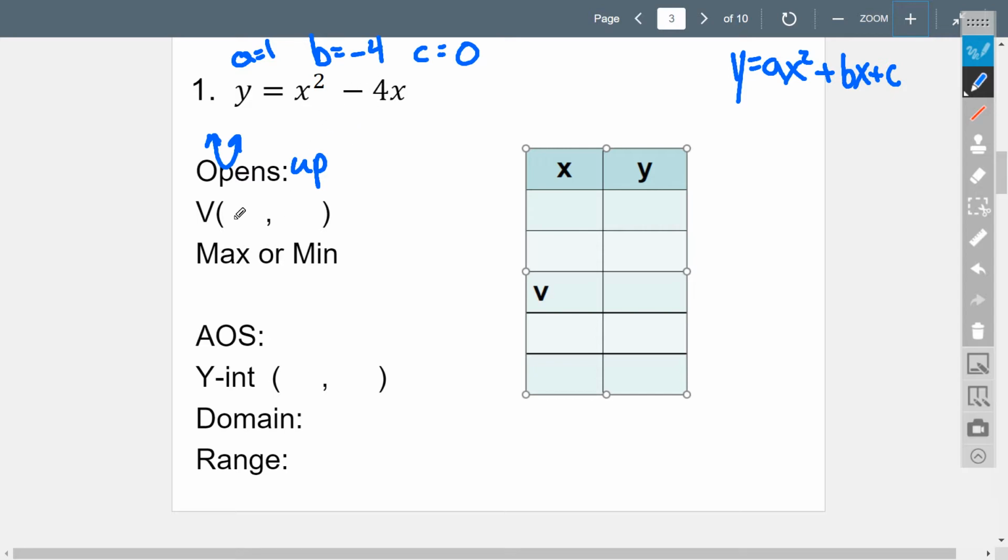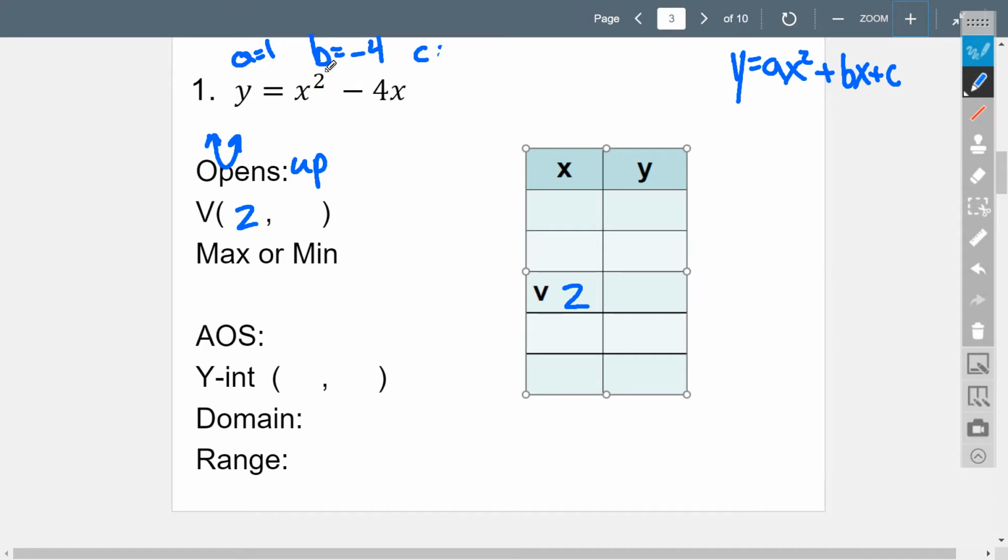Now, the vertex can be found. First we start with the x-coordinate of the vertex. The x-coordinate of the vertex can be found using this formula, negative b over 2a. In this case, b is negative 4, so negative b would be 4. And 2 times a, 2 times 1, is 2, so the x-coordinate of the vertex is 2. So that's going to go in the middle here.